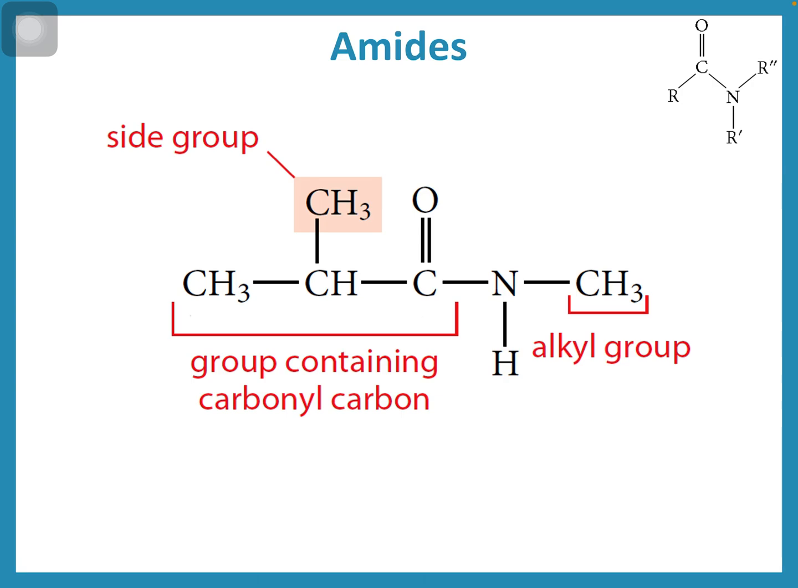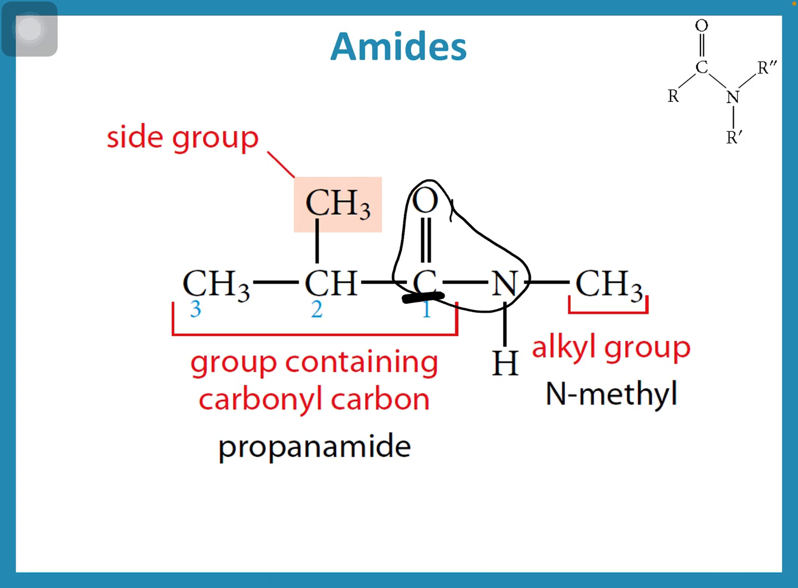Our main chain, we're going to number once again, always starting with this carbon as number 1, the carbon that is attached to the carbonyl and the nitrogen. And so we have a propanamide, and then the alkyl group is a methyl, and it's off of the N, so N-methyl, and side group wise we have a methyl off of the second carbon there.